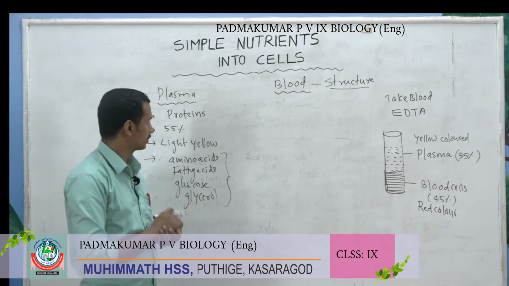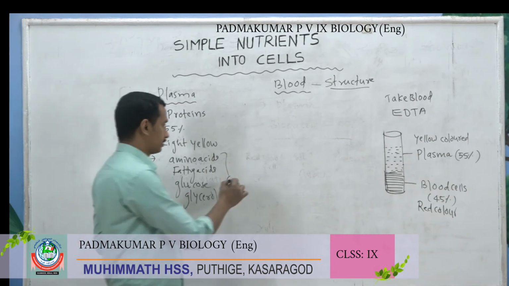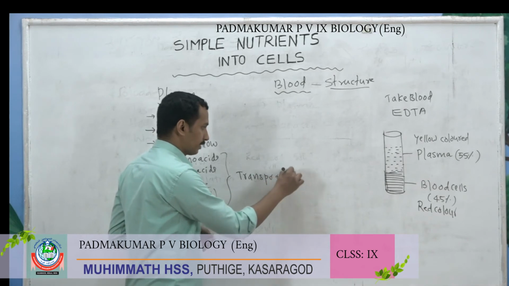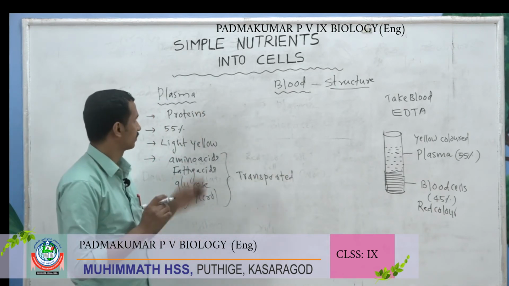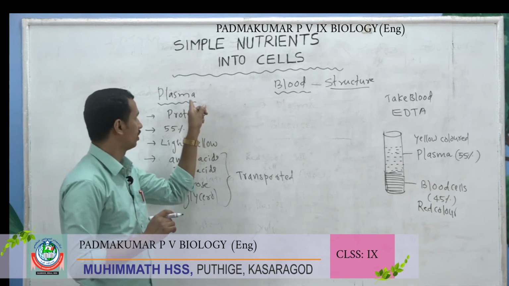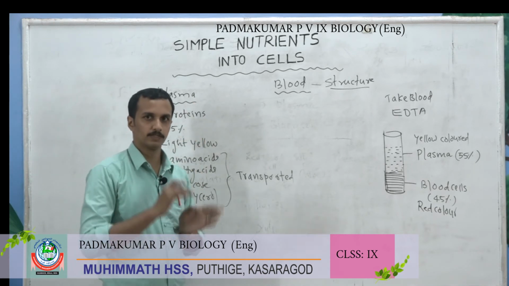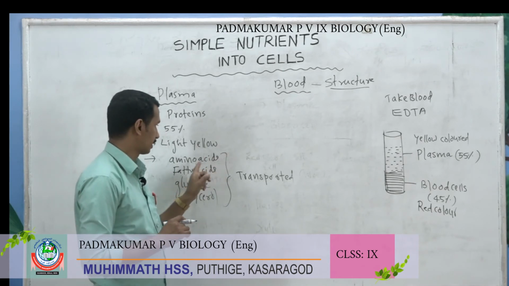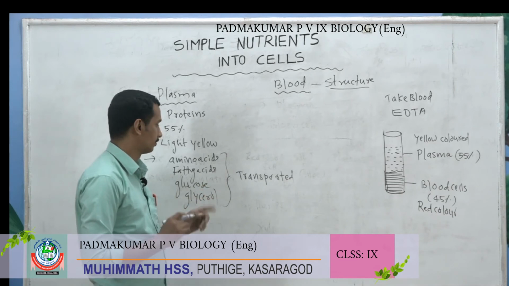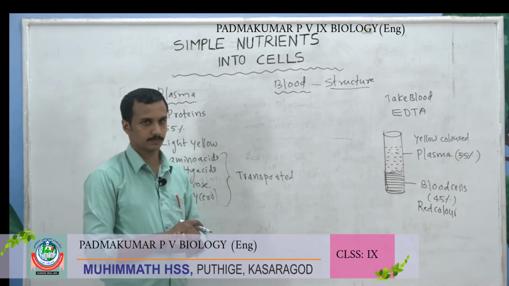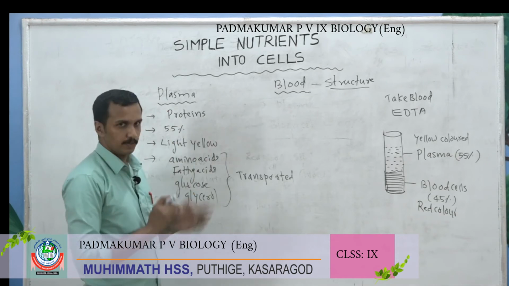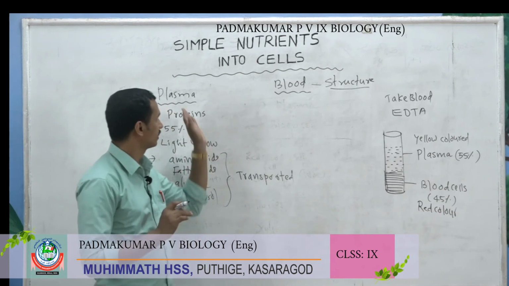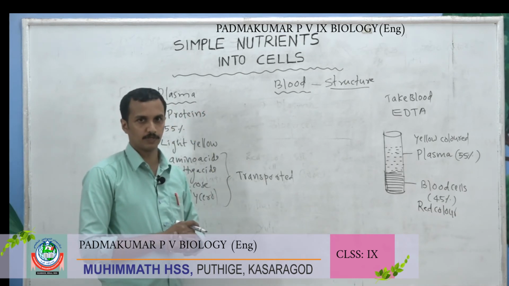These molecules are usually mixed with plasma and transported to different cells or tissues by dissolving in plasma. Okay, so plasma will transport different types of nutrients. What are they? Amino acids, fatty acids, glucose and glycerol. So this is about plasma. Now let us draw a chart showing different components of plasma.